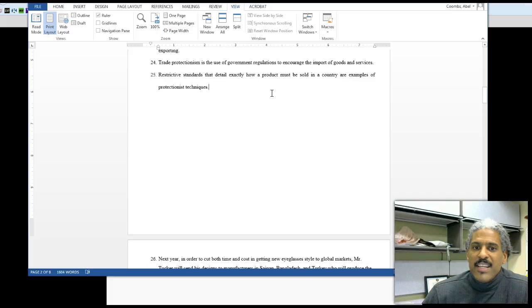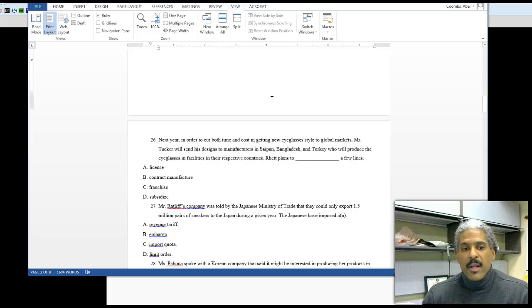25. Restrictive standards that detail exactly how a product must be sold in a country are examples of protectionist techniques. True, right? You have to have special leather. It must be of this color. It must be of that color. That's a way to protect your products, right? Keep folks out.